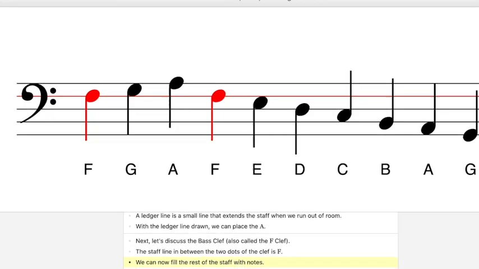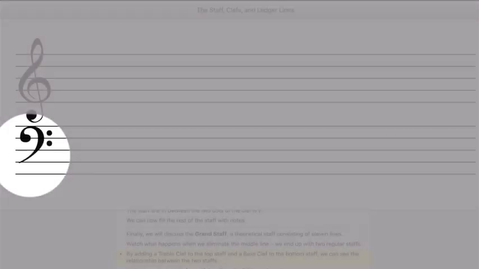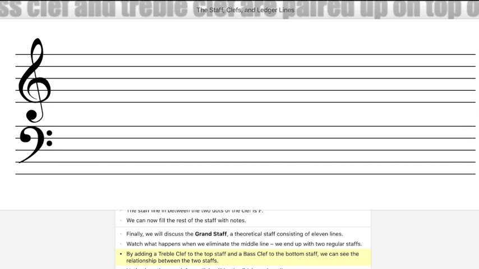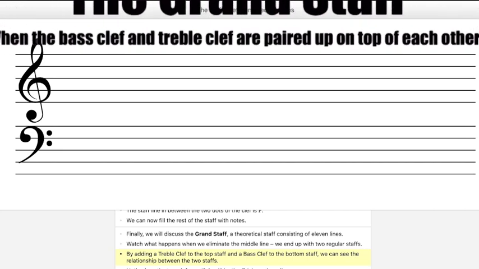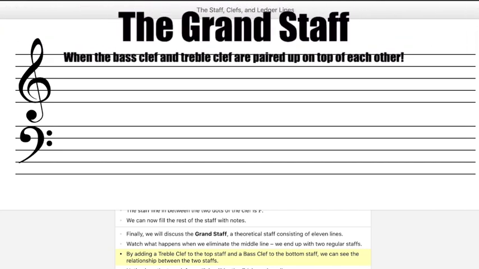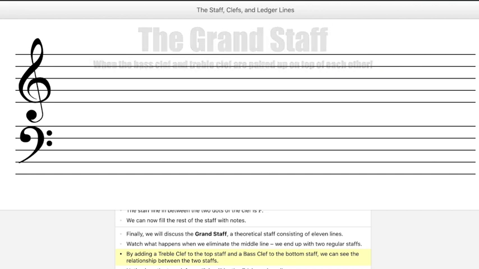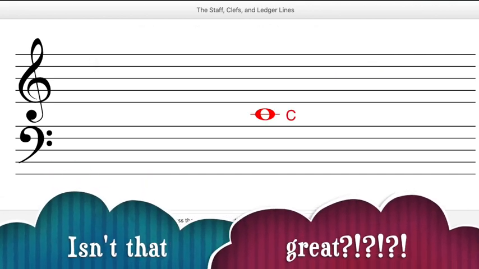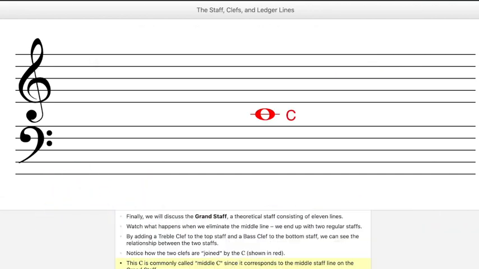When you put the low-sounding bass clef right under the higher sounding treble clef, you see what a piano player sees. This is what we call a grand staff. If you're a pianist, you're very familiar with what this looks like. The ledger line in the middle is called middle C. Isn't that great?